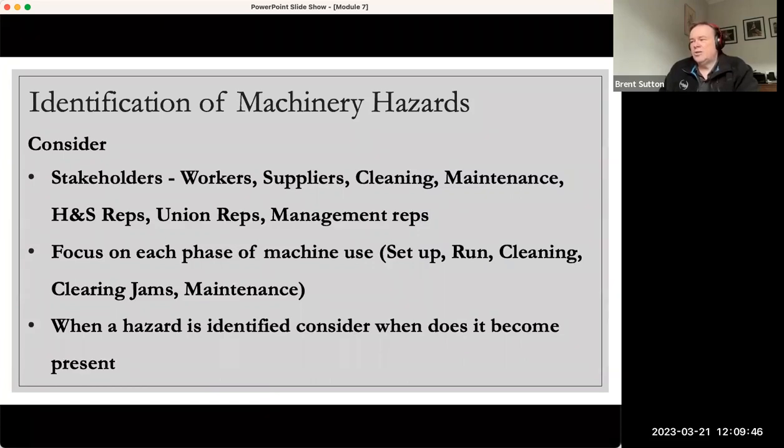And we'd like you to focus on each phase of the machine use. So think about machinery in your environment. You know, there's the setup element, there's the run element, there's the cleaning element, there's clearing jams, and the maintenance component. And when you identify when those hazards are present during those different phases of machines, that's when you need to go back and look at it from a task perspective, because that's what we're asking people to do on machines. They're there to perform tasks and activities.